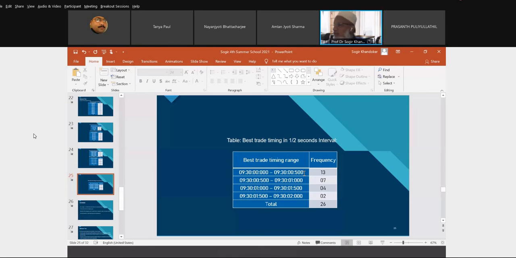So this shows that based on the frequency, one can infer that if anyone is able to execute within the first half minute, he or she will get the best performance.